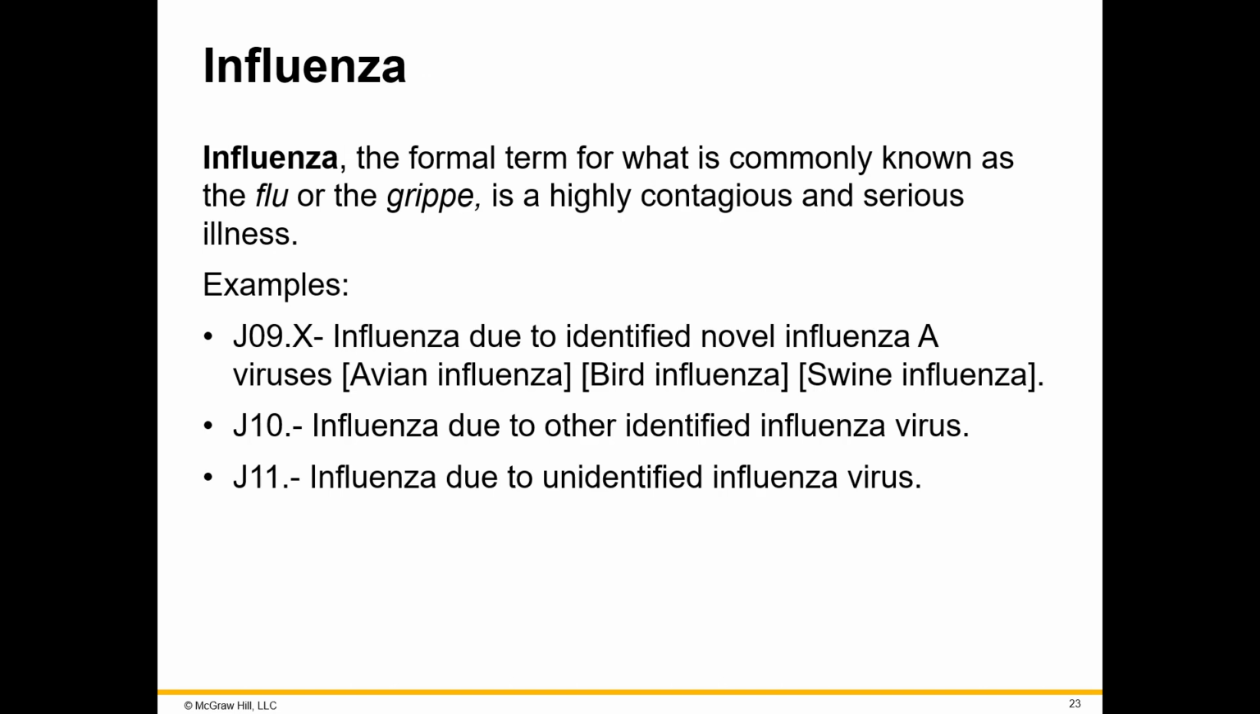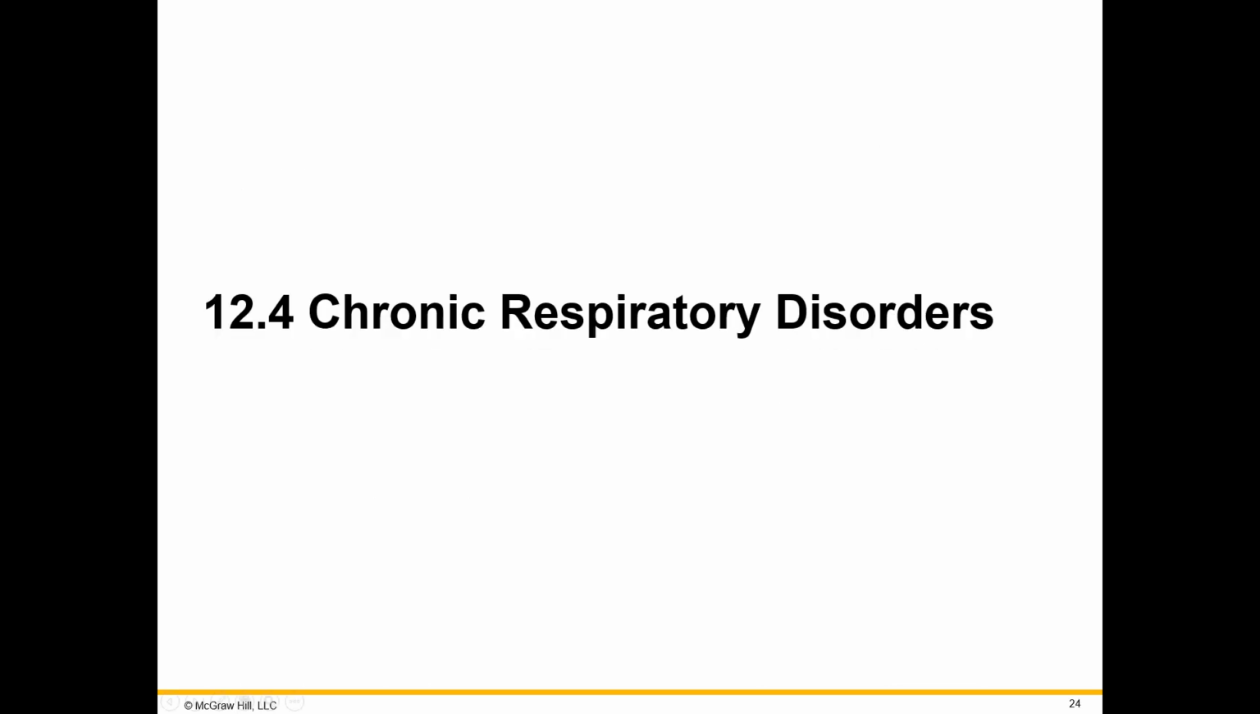Influenza is the formal term for what is commonly known as the flu or the grippe. It is a highly contagious and serious illness. Example codes for this include J09.X, influenza due to identified novel influenza A viruses, avian influenza, bird influenza, or swine influenza. J10, influenza due to other identified influenza virus. And finally, J11, influenza due to unidentified influenza virus.